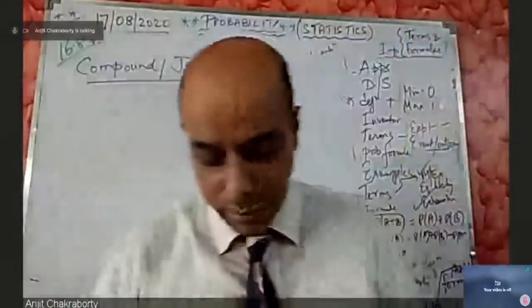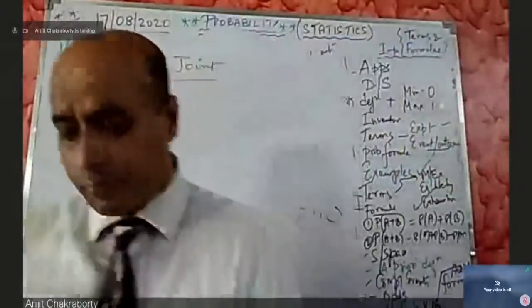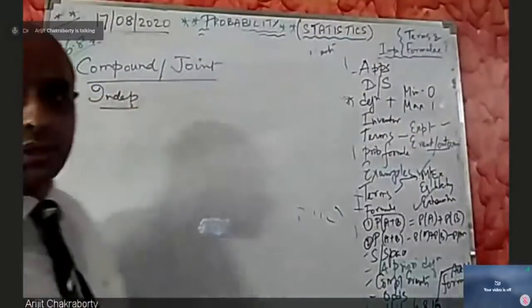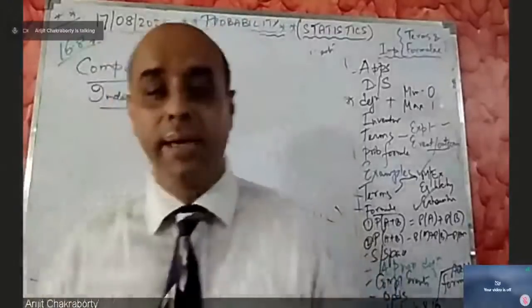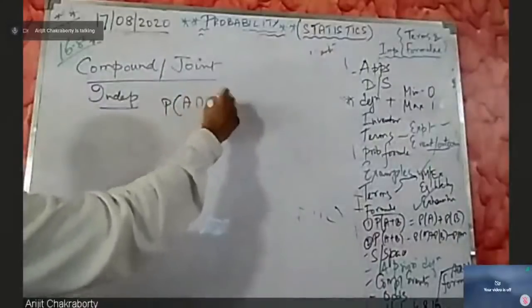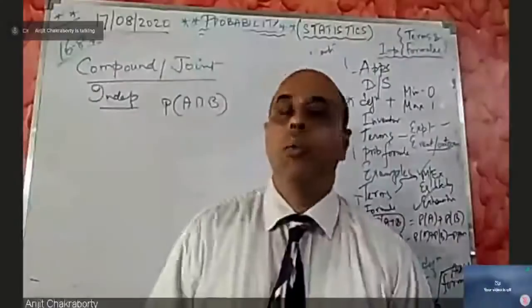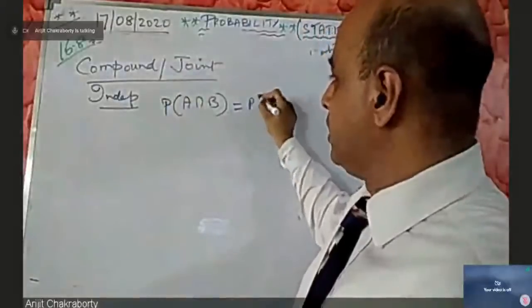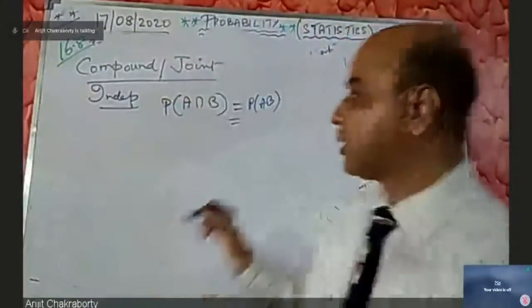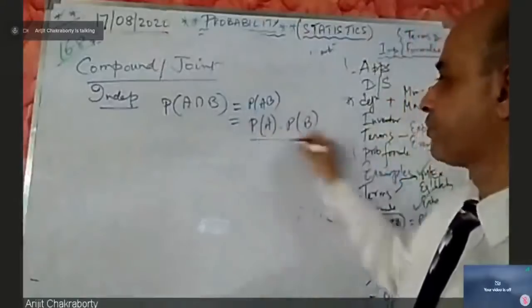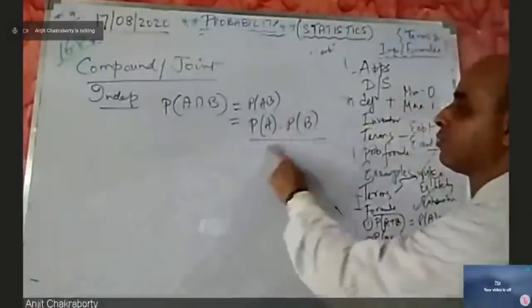Now, in case of independent events, please note a formula. When we talk of independent events, just 2 days back we celebrated Independence Day. So here again we talk of independent events. In case of two events A and B which are independent, the probability of A intersection B, that is P(AB), is nothing but the product of the individual probabilities, P(A) into P(B). Very simple. P(AB) is equal to P(A) into P(B).